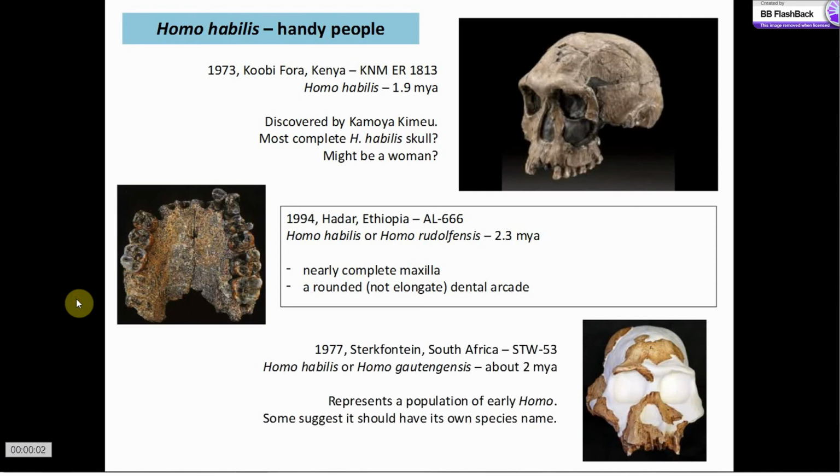Another interesting Homo habilis, or perhaps a Homo gautengensis, is STW53. This was found at Sterkfontein, near the site where they uncovered Mrs. Ples and many Australopithecine fossils. But it was a little later, about 2 million years old. And Sterkfontein is in South Africa, which is quite a ways away from the Great Rift Valley.